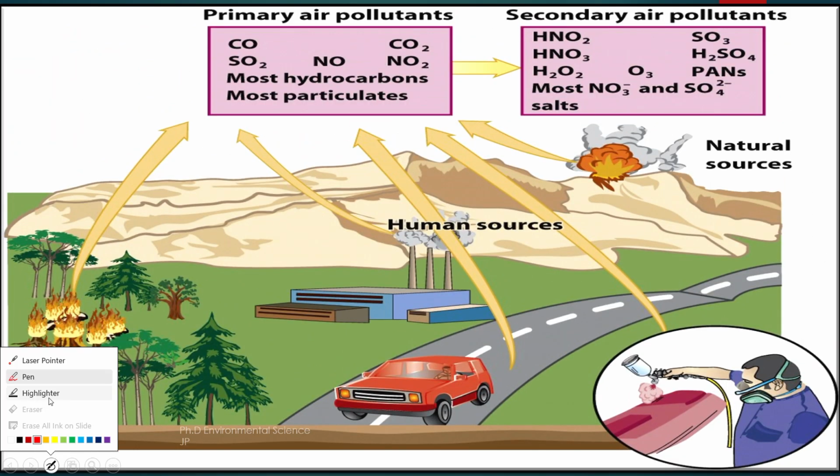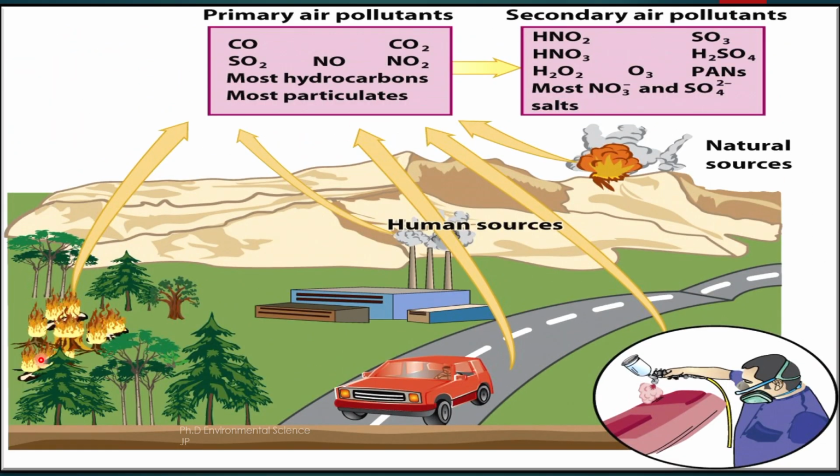So this image illustrates the distinction between primary and secondary air pollutants along with their sources, both natural and human-made. So you can see the primary air pollutants, how they are emitted. The factory emits pollutants like carbon monoxide, sulfur dioxide, and particulates directly into the air. The vehicle on the road releases exhaust gases containing carbon monoxide, NO2, hydrocarbons.